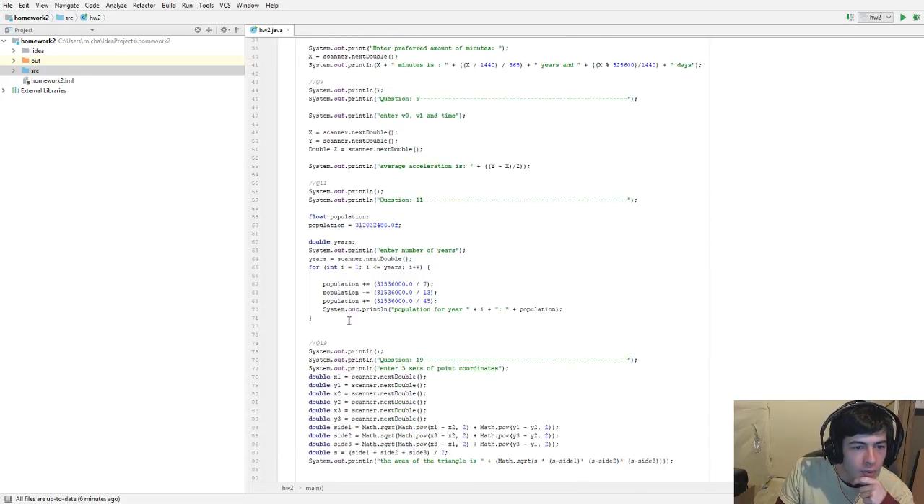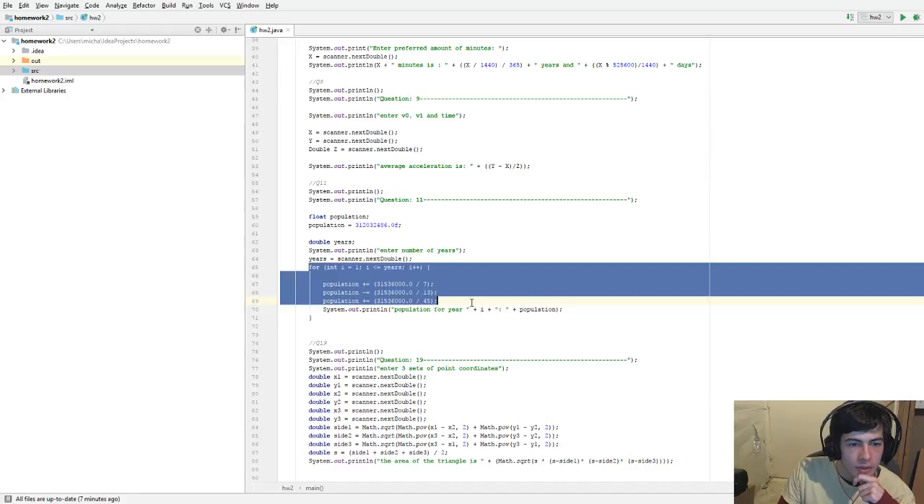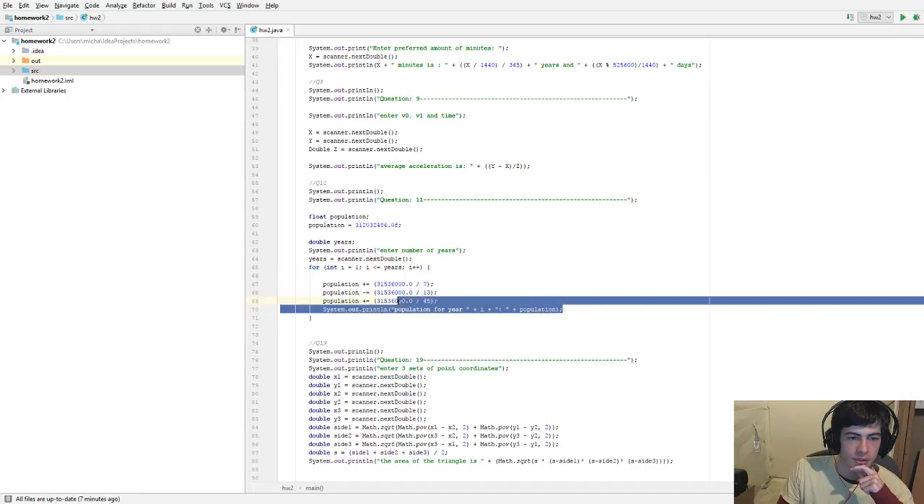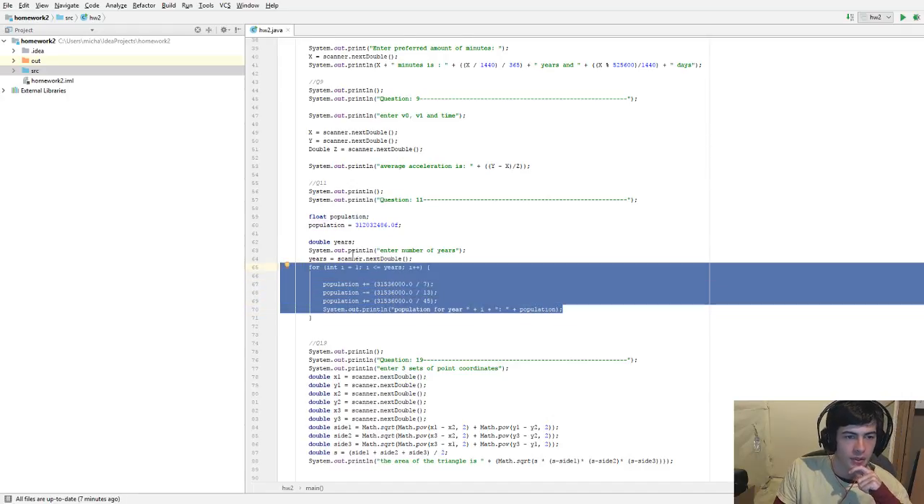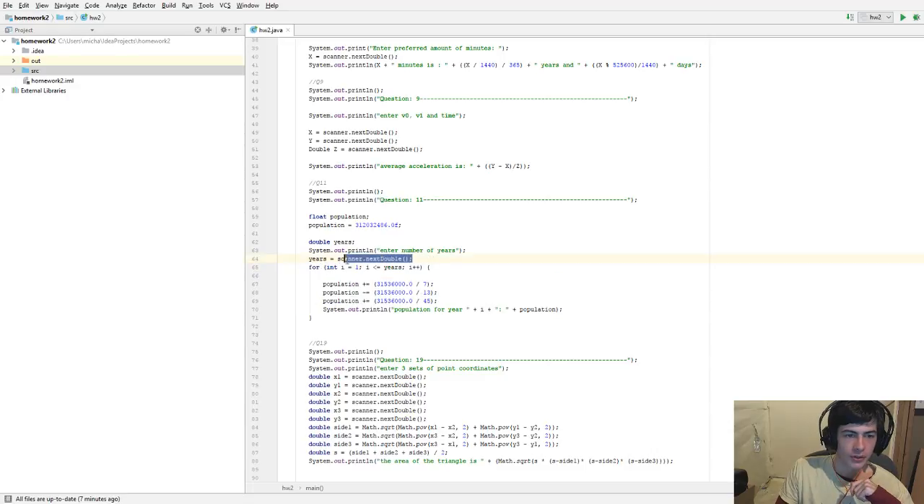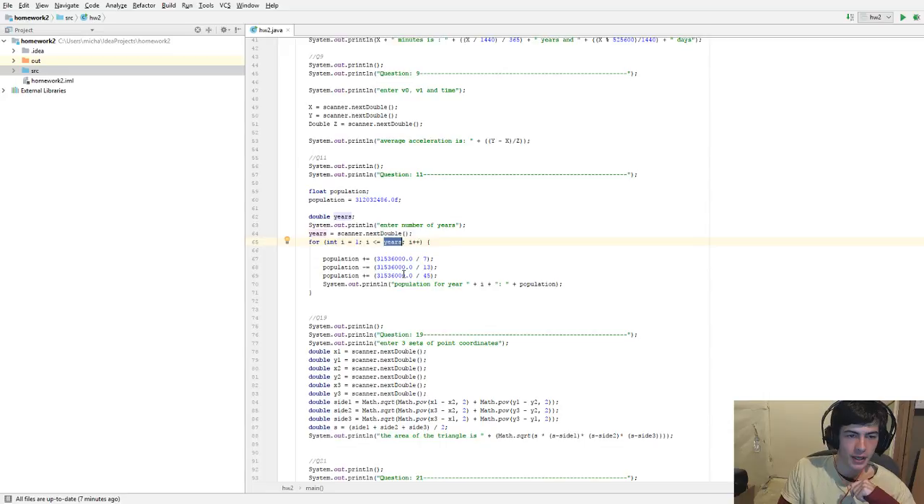And then here we're using a for loop, which is pretty much the same thing I was doing last assignment, except this time round I'm using the scanner to put in the years and putting the years as the cap.